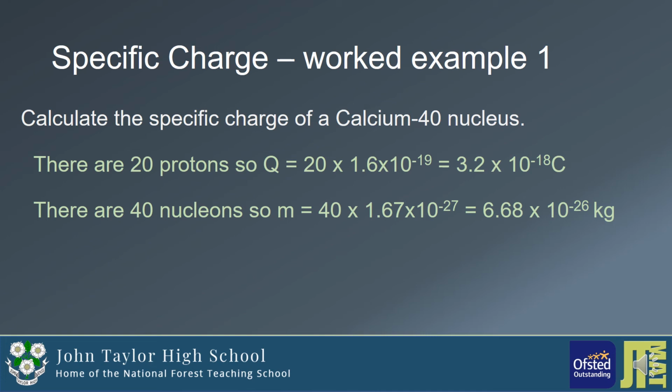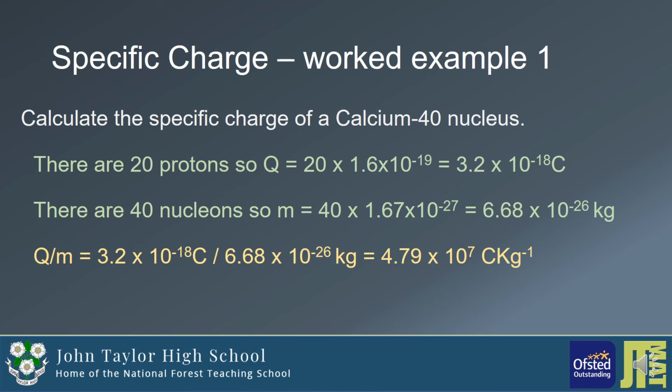Now hopefully you'll notice straight away we've not mentioned electrons here, and that's because you've got to look very carefully at what the question asks. It asks about the nucleus. There are no electrons within the nucleus, so we're simply looking at protons for charge and protons and neutrons for mass. So all we've got to do now is take our two numbers and divide them: charge divided by mass. Doing that gives us, for a calcium-40 nucleus, a charge to mass ratio of 4.79 times 10 to the 7 coulombs per kilogram. An answer around 10 to the 7 is pretty common for a nucleus, so that's the sort of thing we would be expecting.